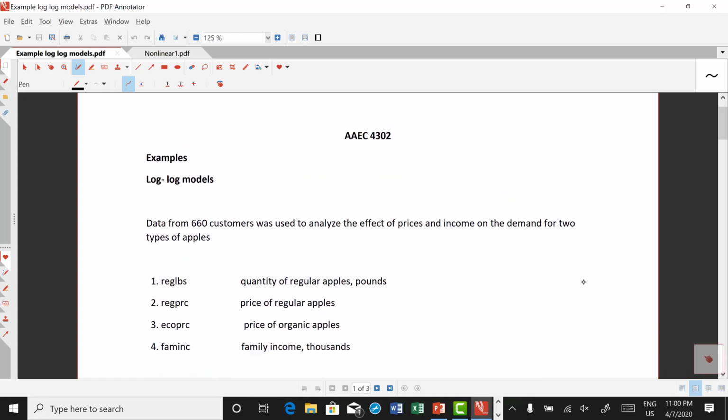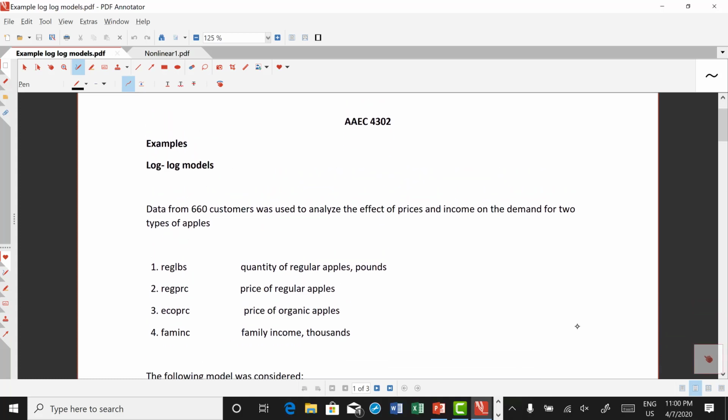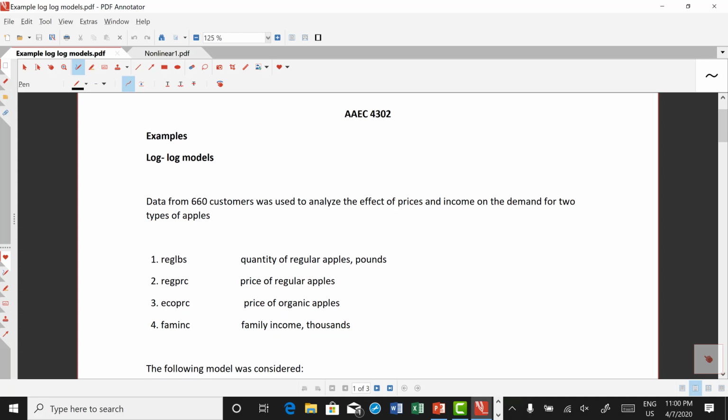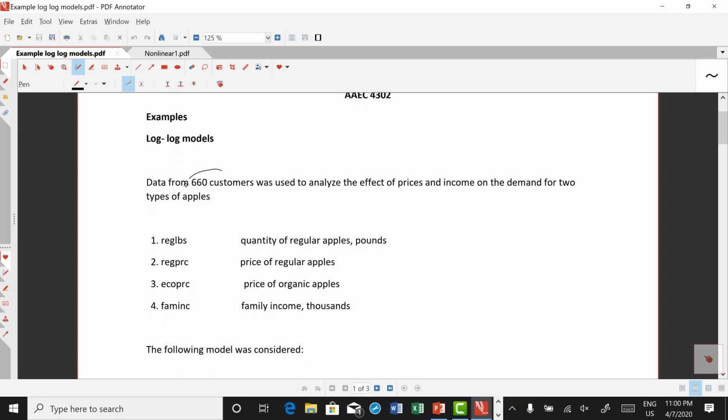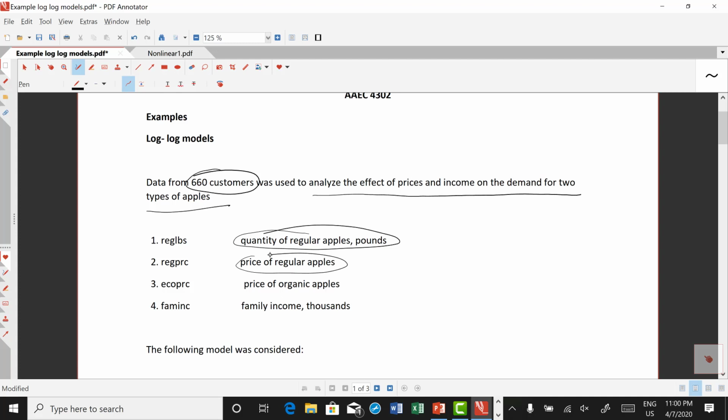So the example that I have here is a model related to demand. We have data from 660 customers, and we're interested in analyzing the effect of prices and income on the demand of two types of apples. So we have the quantity of regular apples, the price of regular apples, the price of organic apples, and also family income.